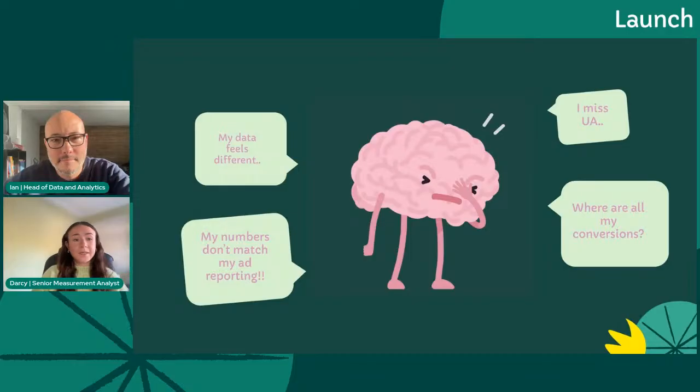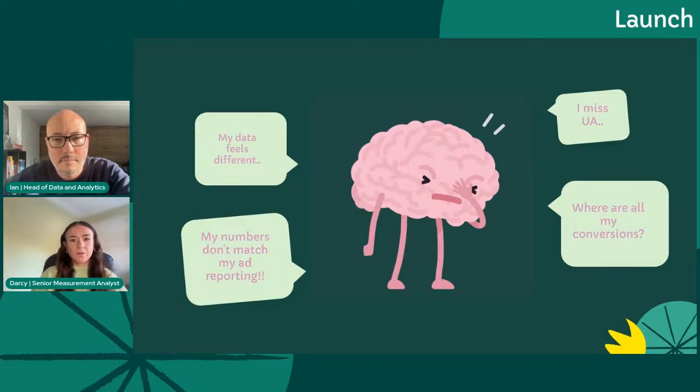Speaking to many marketers, people often complain that GA4 looks different to UA, that your numbers aren't matching your ad reporting, that conversions may have disappeared overnight and seemingly fallen off a cliff, and just generally that you miss UA. And we hear you, and we've definitely felt those issues and headaches.